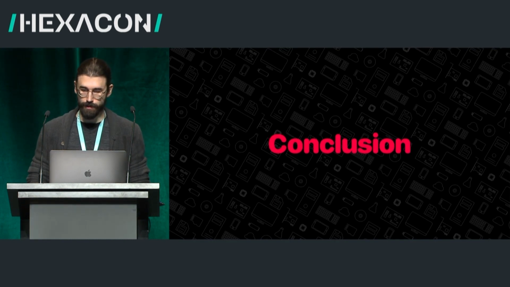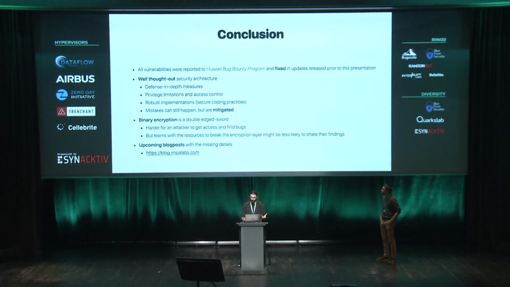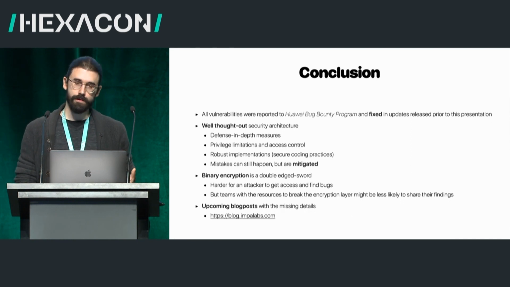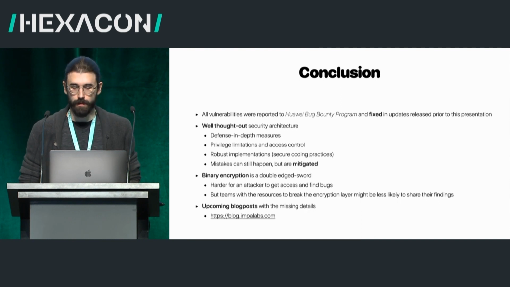And this wraps up this presentation. All the vulnerabilities that were discussed during this talk have been reported to Huawei and have already been fixed. Even though we did find a relatively good amount of vulnerabilities, around 160, they mostly affect third-party trusted applications. Huawei's architecture in general is pretty well thought out. They have a lot of defense in-depth measures, which makes exploitation non-trivial or just downright impossible. They separate all privileges and give access only when necessary. They have robust implementations, and all in all, even if mistakes happen, they are mitigated.